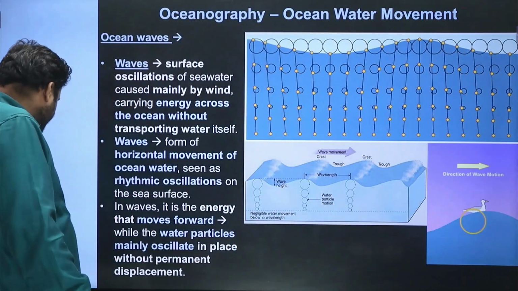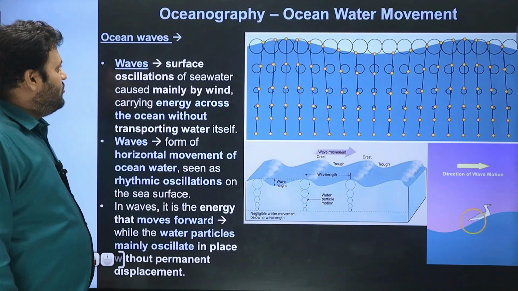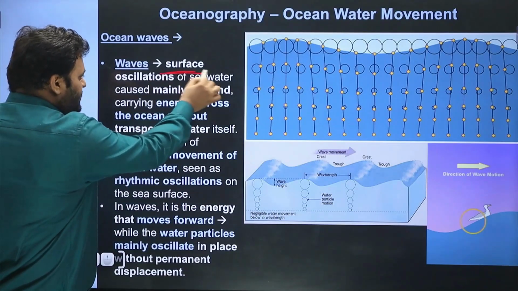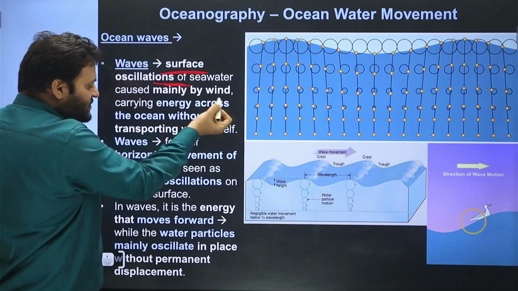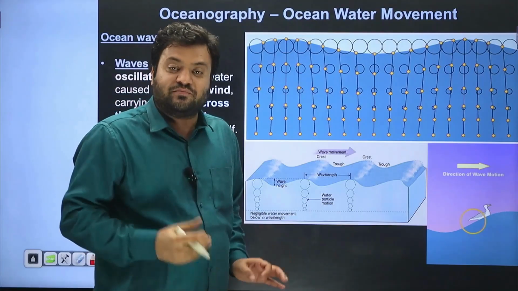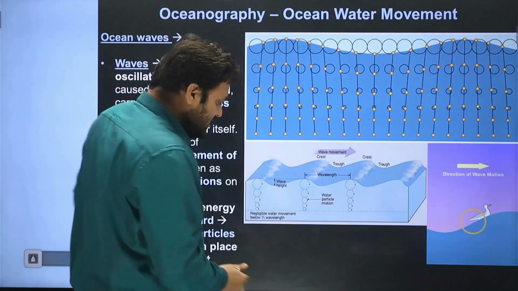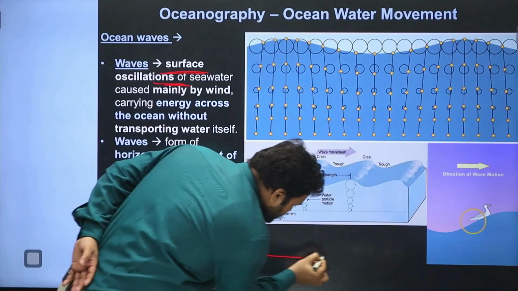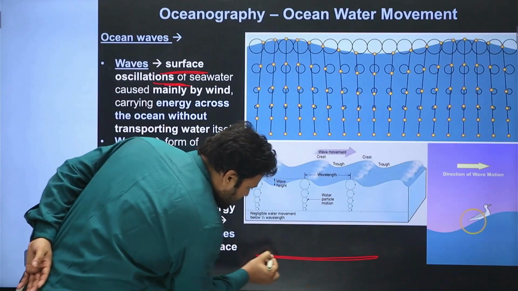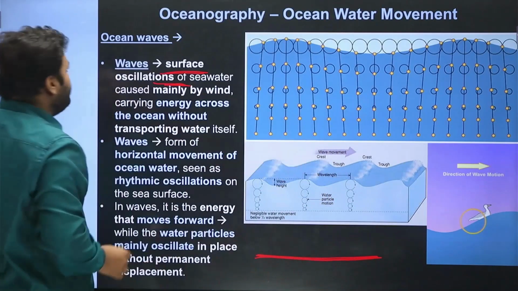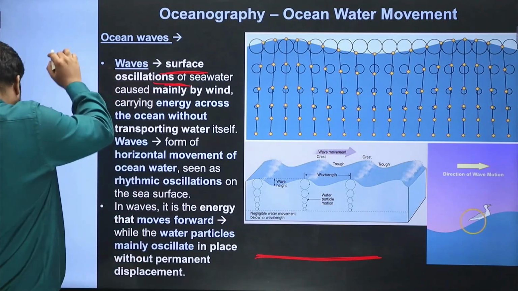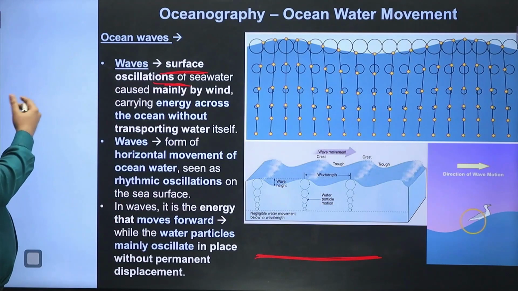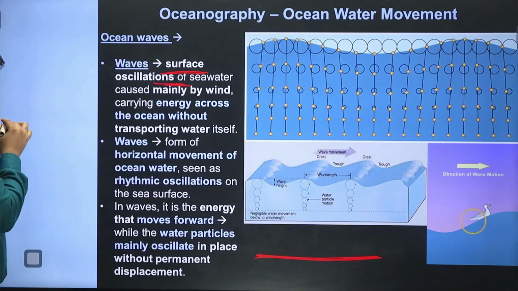Now I'm stopping the animation, guys. So we have the surface oscillation of seawater, and this surface oscillation of seawater is basically because of wind. See guys, whenever we have ocean water, so here we have ocean water. Okay, let me draw somewhere else. Here I'm drawing, guys. I'm just a bit out of the frame, but I hope you will adjust.